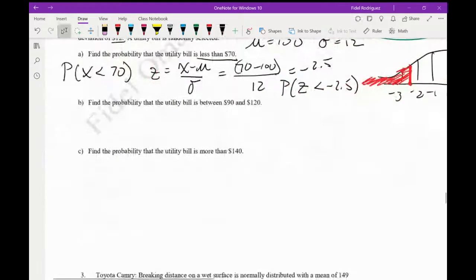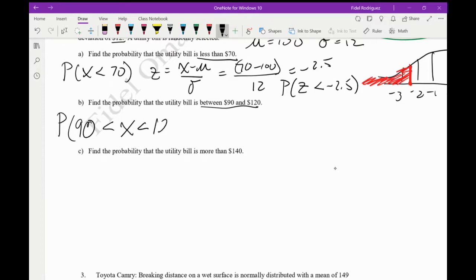So then let me set up part B for you. Notice what it says here: find the probability that the utility bill is between those two numbers. All that means is that X is going to be between 90 and 120. So what I'm going to do here is find two Z values.